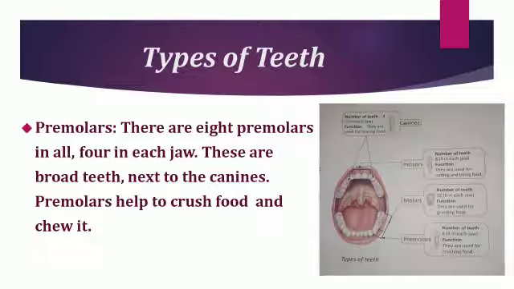Now, premolars. There are 8 premolars in all, 4 in each jaw. These are broad teeth. Next to the canines, premolars help to crush food and chew it.